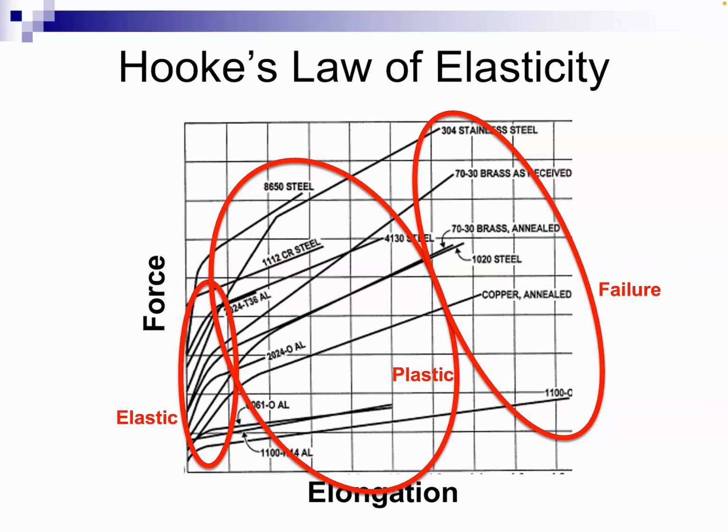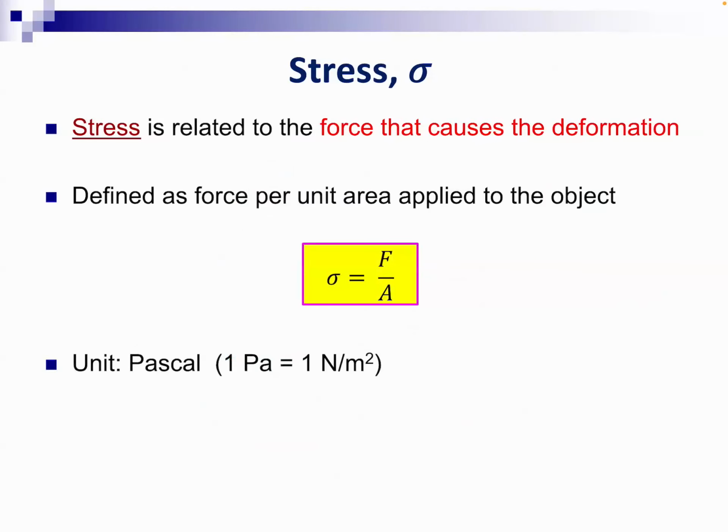So the amount of force that you apply that will cause the deformation per unit area is what we call stress. This is the Greek symbol sigma, but we can just use the word stress. Essentially, stress defines the amount of force that you apply over a unit area of the object that causes deformation.